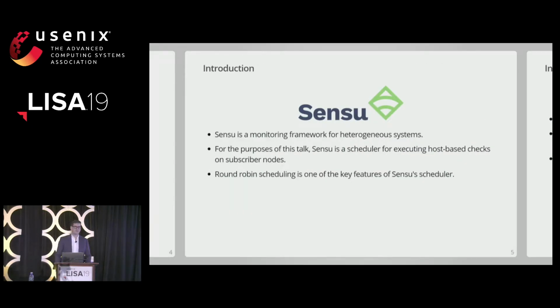As I said, I work for Sensu. It's a monitoring framework for heterogeneous systems. I don't want to talk too much about Sensu, but it's the impetus for this work, and it's basically a scheduler for executing host-based checks. One of the most important features of Sensu is the ability to execute these checks in a round-robin style, having your workers or agents run these things one at a time in a round-robin.